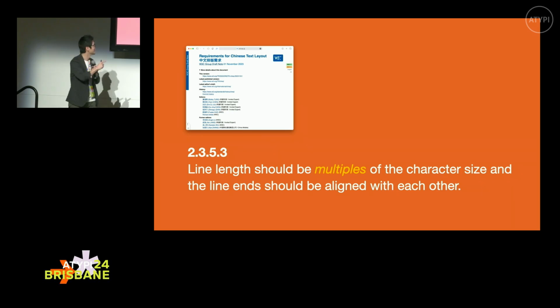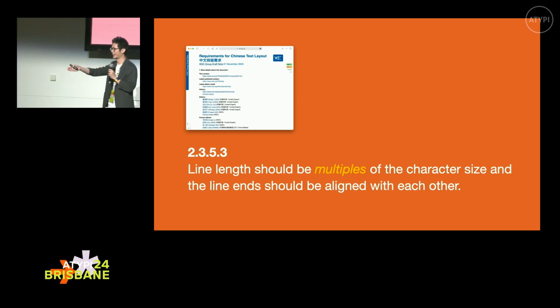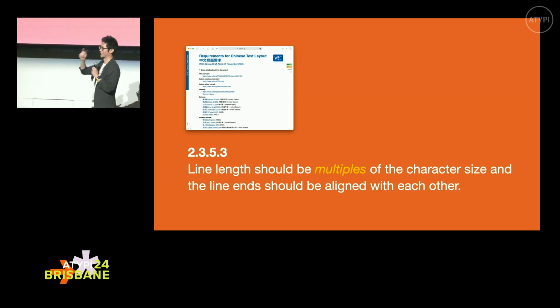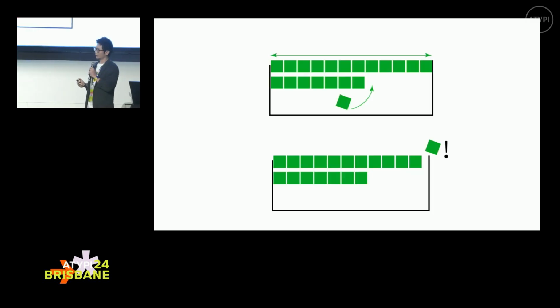The first one is that line length should be a multiple of the character size, and the line ends should be aligned with each other. Here's the start point. Yeah, I loved John's talk yesterday. The line length is a very important thing. When we are making books, the line length is very important because we have squares.